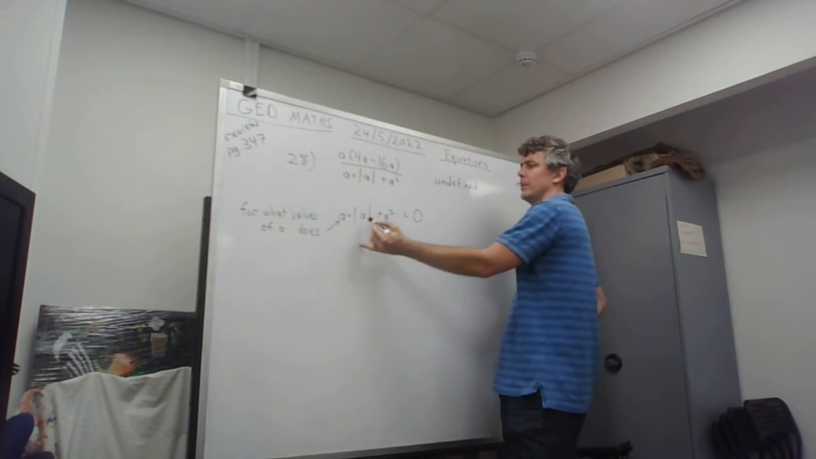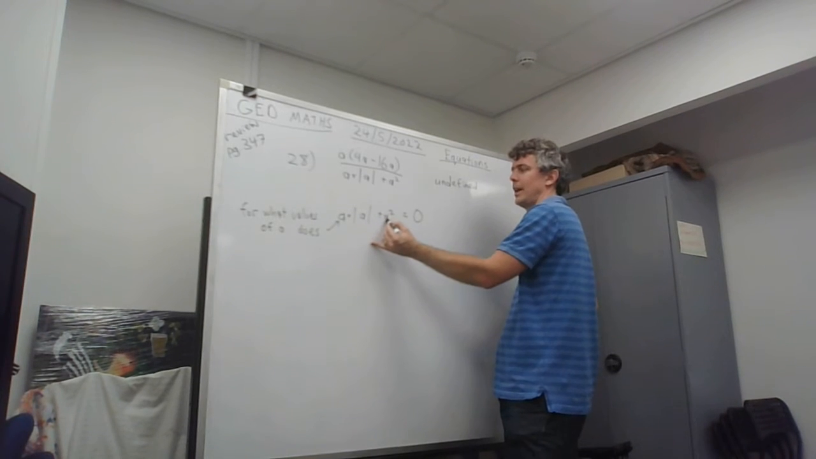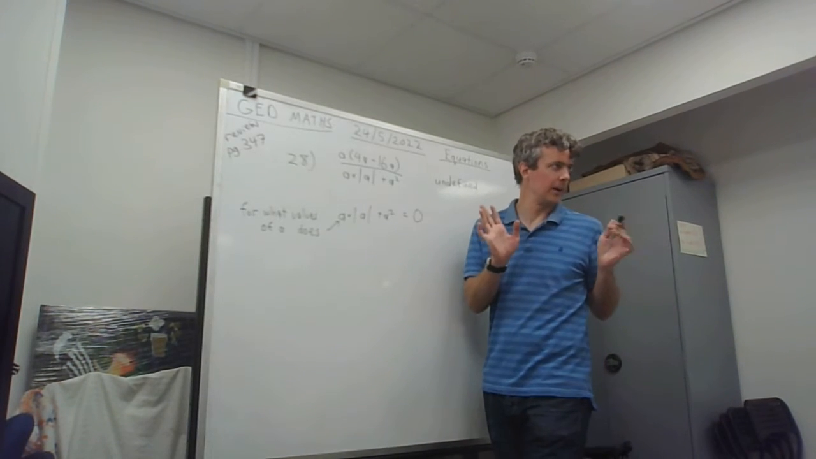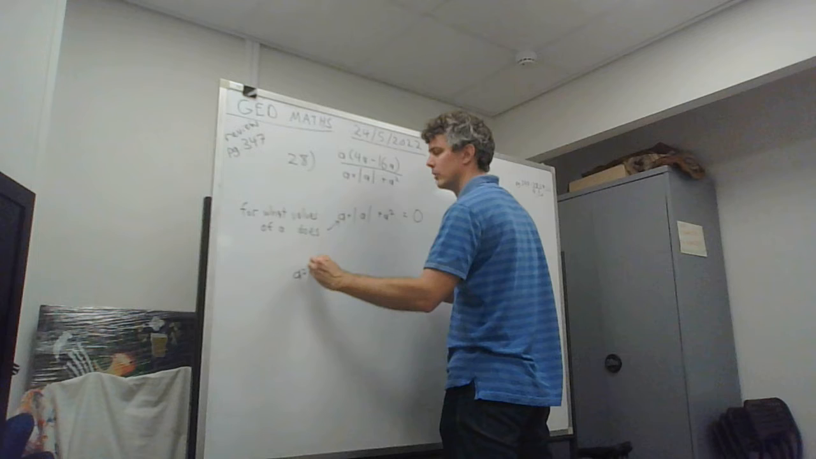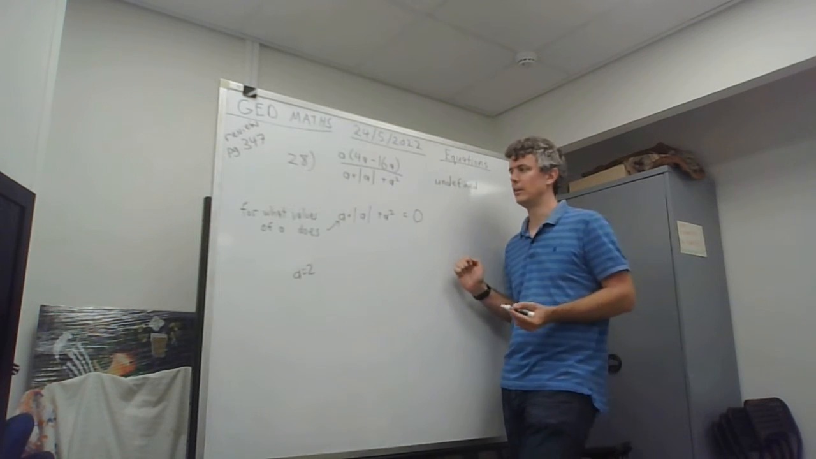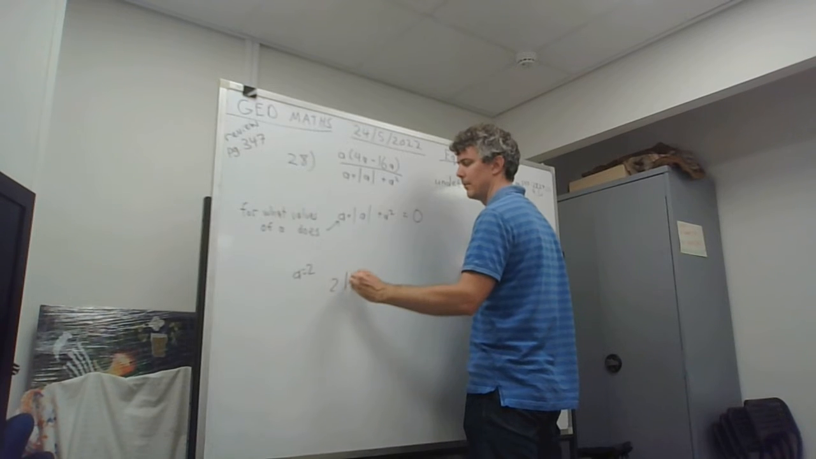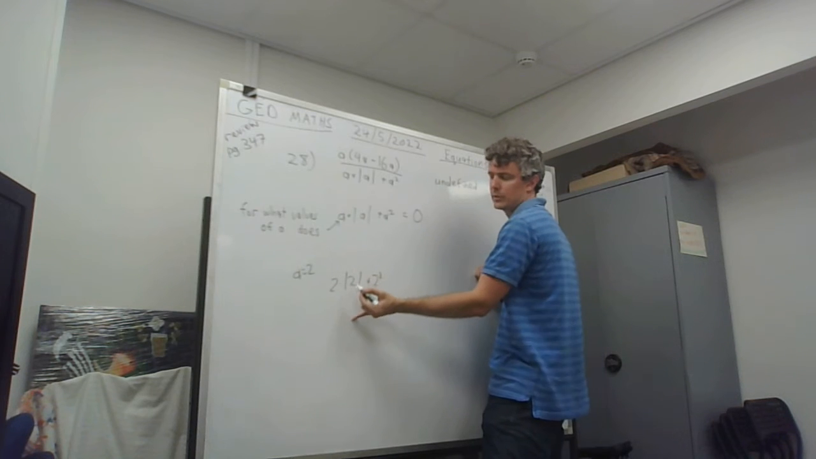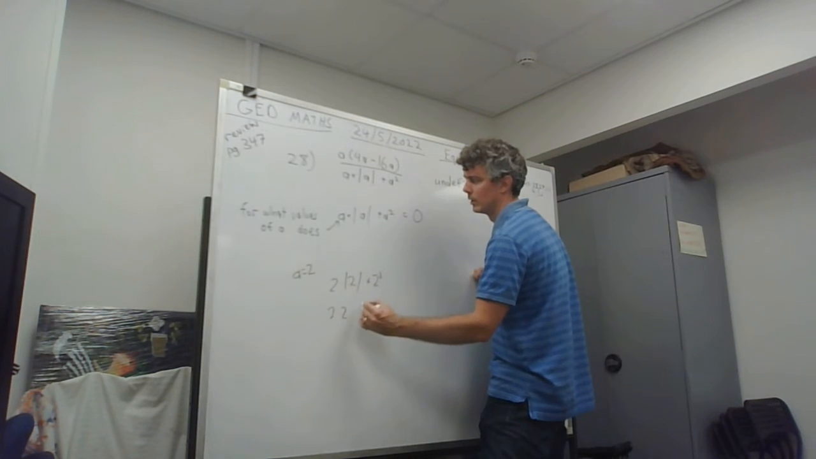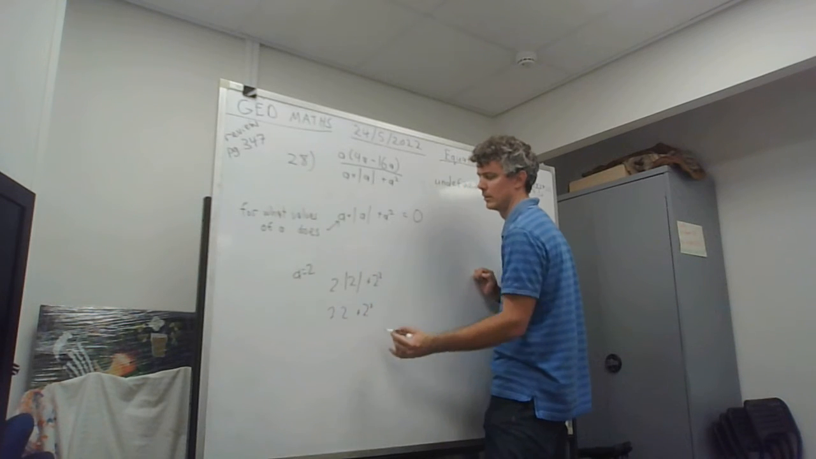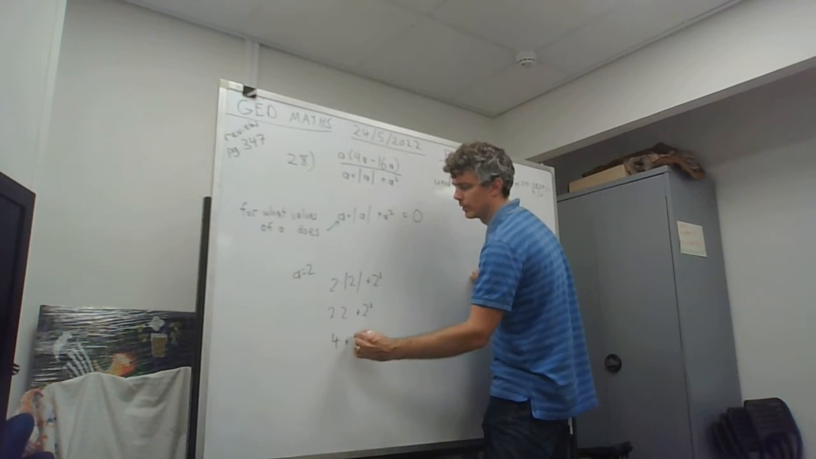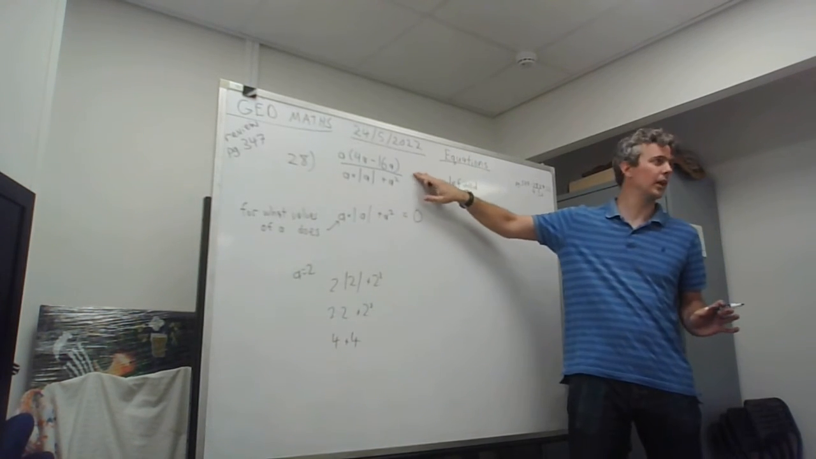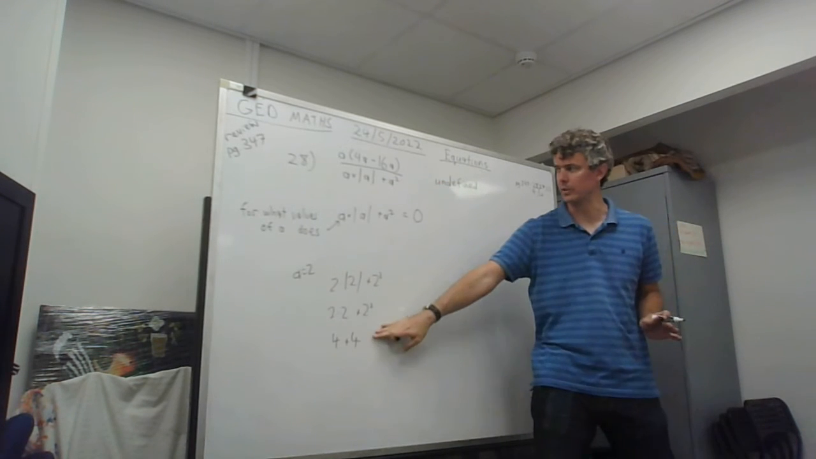So here we have A times absolute value of A plus A squared. Let's just throw some numbers in there. Let's say A equals 2. It becomes 2 times absolute value of 2 plus 2 squared. The absolute value of 2 is just 2, so it becomes 2 times 2 plus 2 squared, and that's 4 plus 4. Is that 0? No. So you will not get undefined. You get a real answer if A equals 2.